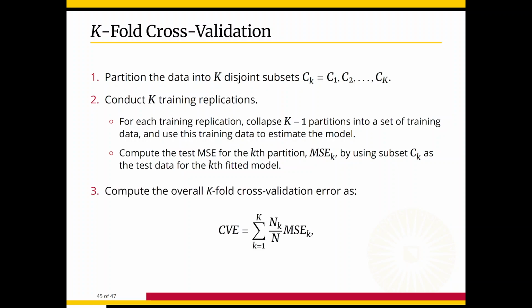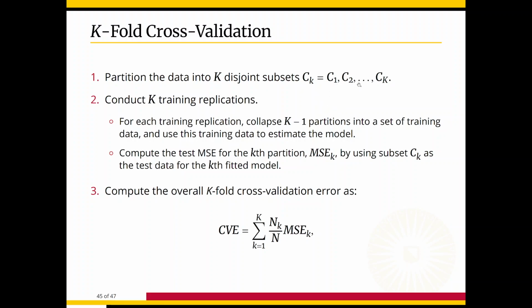Once we've done this, we'll have K different estimates of the test set mean squared error. So if K is 5, we're going to end up with 5 distinct estimates of the mean squared error. To calculate our overall estimate of the cross-validation error, we just take the mean of these. Here you see a formula for a weighted mean. So we have the sample size within the partition relative to the overall sample size. This term is unnecessary if the sample sizes are equal across the partitions, but oftentimes they're not.